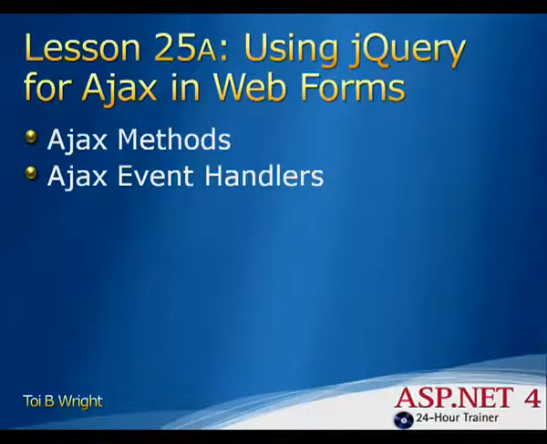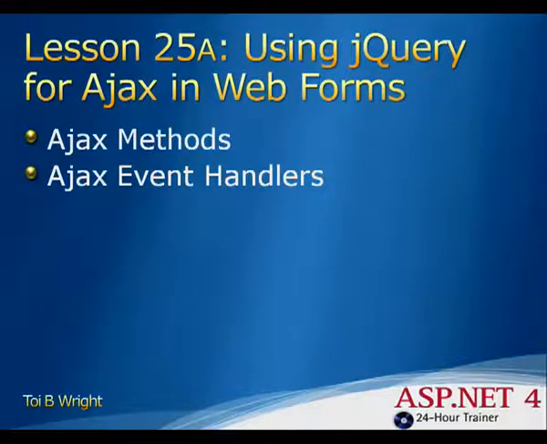These are the AJAX methods that jQuery provides. The $.ajax method performs an AJAX request. All of the other methods in this list are shortcuts that actually use this method. The $.get method loads HTML using an HTTP GET request. The $.getJSON method loads JSON encoded data using an HTTP GET request.